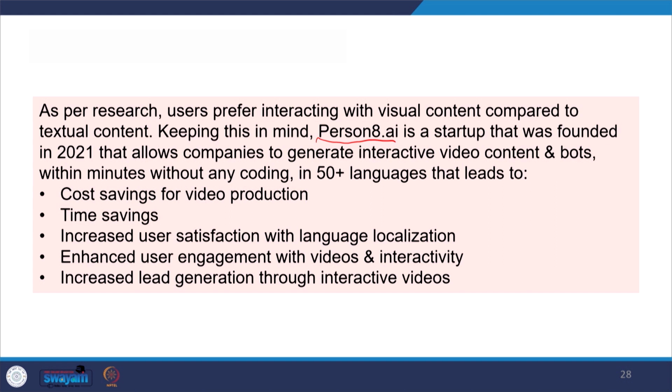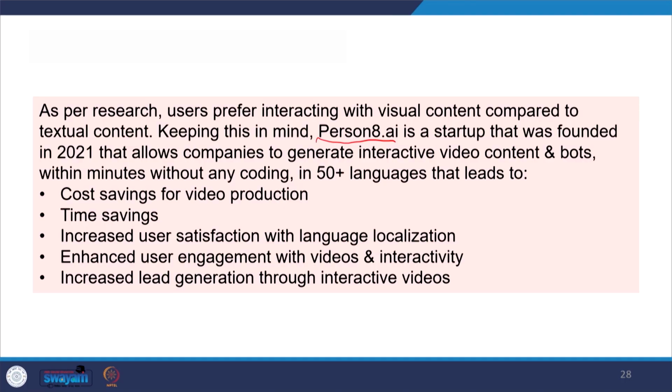Person8 AI is a startup that was founded in 2021, and it allows companies to generate interactive video content, right, and bots. Now, you must be aware of bots, right, human bots and all. When you go to a bank site or hospital site, there is a bot which asks you certain questions, what are your requirements, what do you want and all. So, this is only done to reduce the human effort, right.